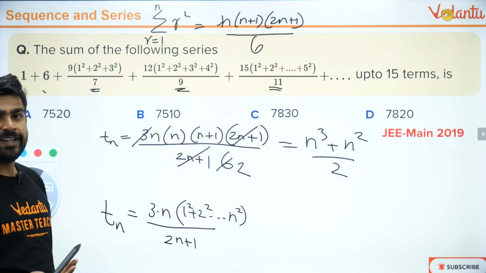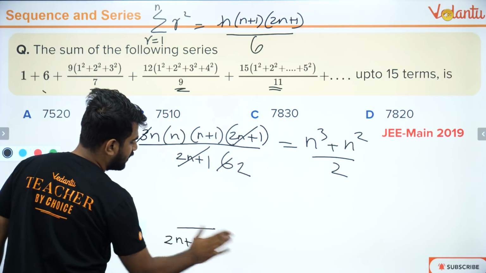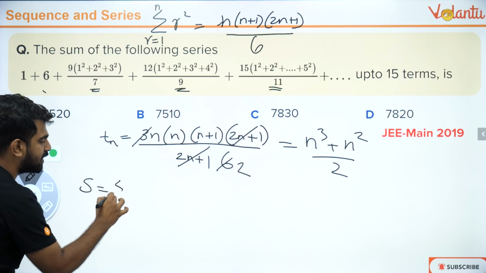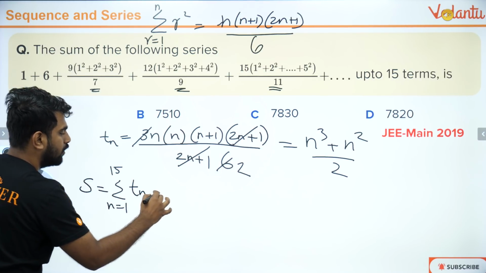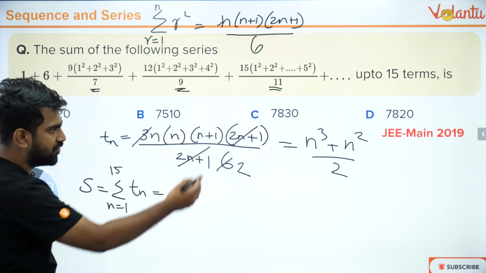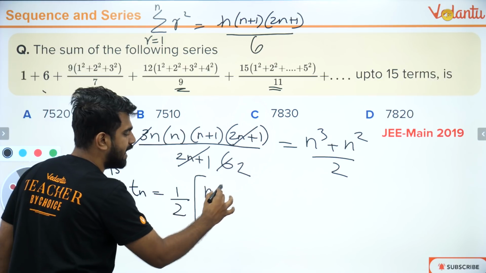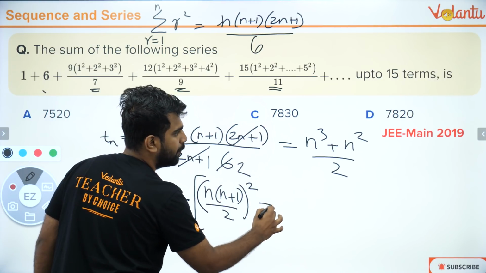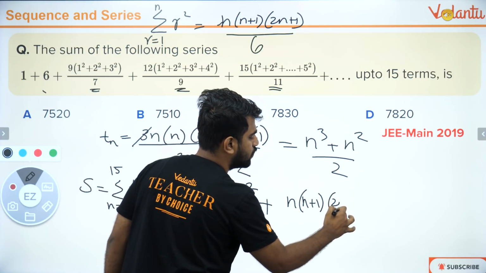Now it's very easy to solve, guys. Now you can sum up very easily. Now I'll remove this. So what is my answer? My answer is the summation of Tn, because S is the summation of Tn, where n ranges from 1 to 15. Okay, so let's sum Tn up. What is the summation of n cube? Let's take the 1 by 2 outside. The summation of n cube is n into n plus 1 by 2 whole square, plus the summation of n square, which is n into n plus 1 into 2n plus 1 by 6.